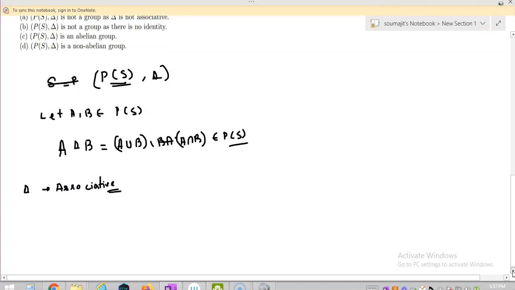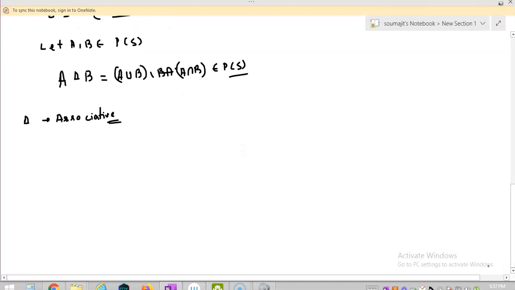Okay, what is the identity? Can you guess that? Let me show you. Symmetric difference between A and phi, where phi is a subset of S, so I can say that phi belongs to P(S). Now the symmetric difference between A and phi is nothing but (A union phi) minus (A intersection phi). A union phi is A, and A intersection phi is phi. So A minus phi is nothing but A. So the symmetric difference of A and phi is A, and similarly the symmetric difference of phi and A is again A, for all A belonging to the power set of S, and hence I can say that phi is the identity element.